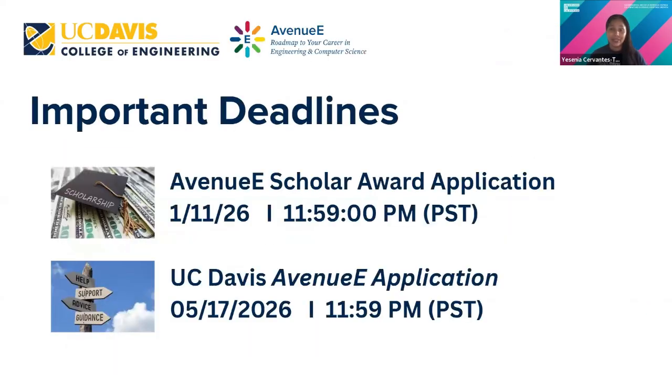All right, some important deadlines to consider. January 11th, we have our Avenue Scholar Award application. That's an opportunity to apply for a Scholar Award. If you belong to one of those four community college districts that were on the previous page, then you'll learn about this opportunity. You'll get emails from us, but it's also noted on that calendar that I mentioned that you can access via the QR code that was on the previous slide. The other thing I'll mention is that the Avenue E application that's accessible to any student that gets admitted to the College of Engineering will go live when you get admitted to UC Davis, but the deadline to apply will be May 17th.